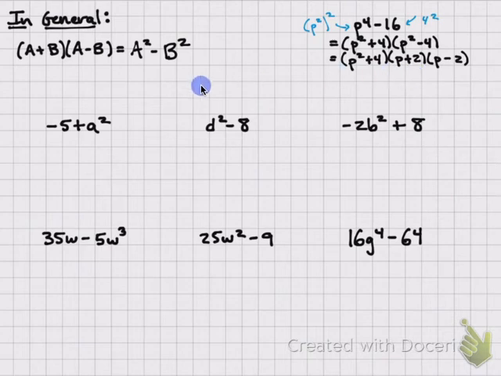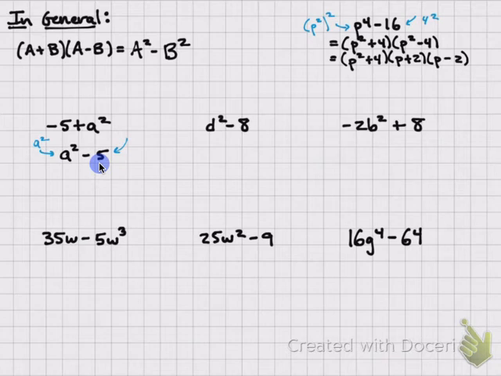All right, moving on. Negative 5 plus a squared. First thing I want to do is put this right into standard form. So a squared minus 5. Okay, first term, is it a perfect square? Absolutely. That is a squared. Second term, is 5 a perfect square?